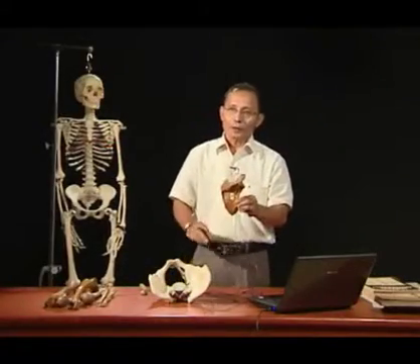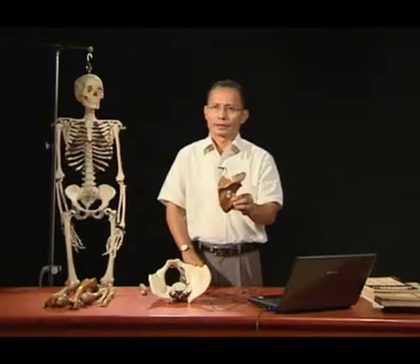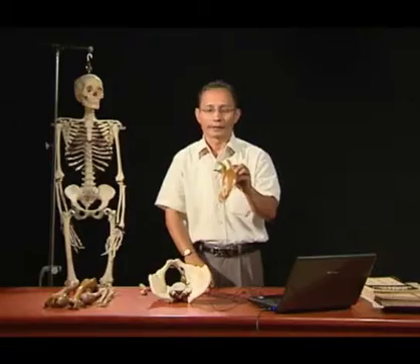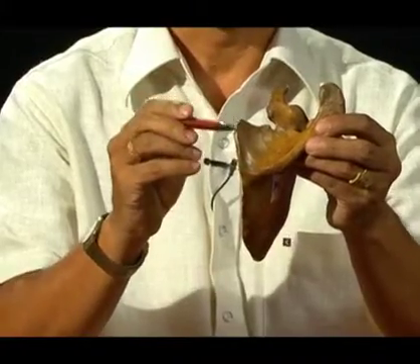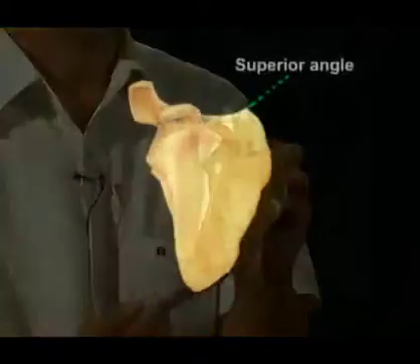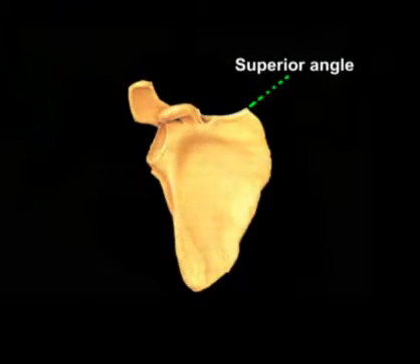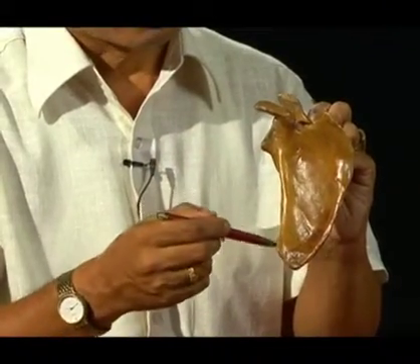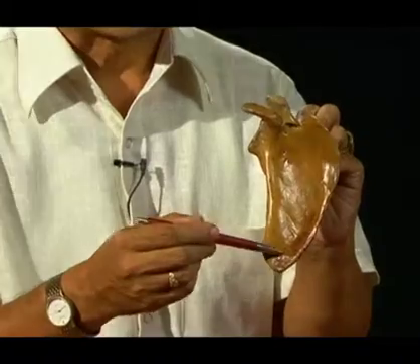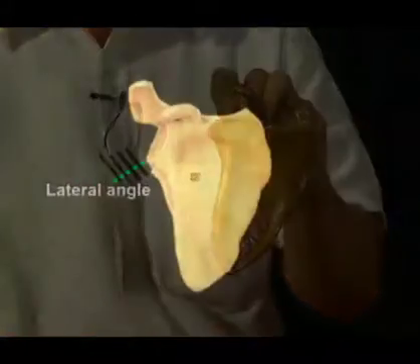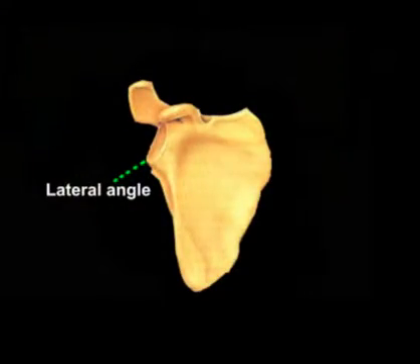Now, coming to angles, scapula has 3 angles. Superior border and medial border forms an angle. So this angle is called superior angle. Another angle, the angle formed by this lateral border and medial border, this angle is called inferior angle. And yet we have another angle. This angle is called lateral angle.